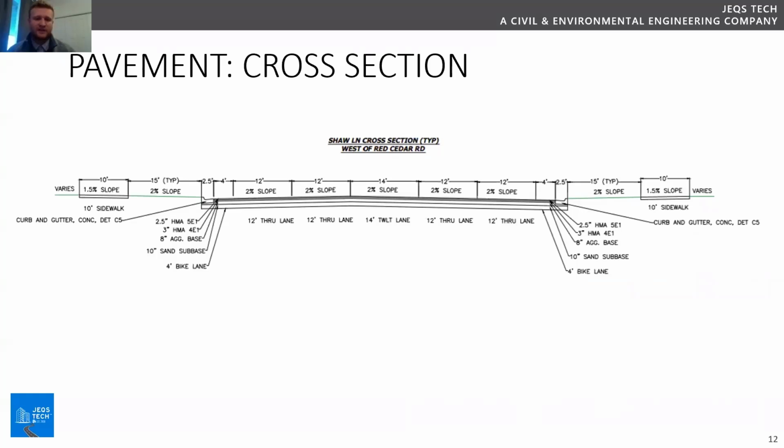This is a cross-section design for our pavement. We'll start off at the top. We have 2.5 inches of 5E1 for our top course, and then 3 inches of 4E1 for our base course and leveling course. We are going to use 8 inches of aggregate base and a 10-inch sand base. And then there's going to be a 4-foot bike lane as well.